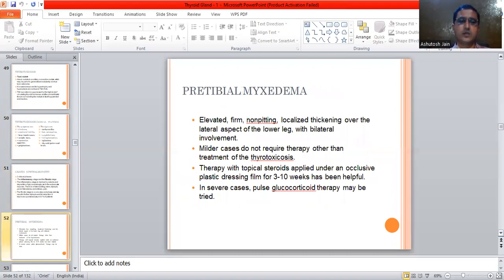Pre-tibial myxedema: elevated, non-pitting, localized thickening on the lateral aspect of the lower leg with bilateral involvement. Mild cases do not require therapy other than treatment of the thyrotoxicosis. Therapy with topical steroids applied under an occlusive plastic dressing film for 3 to 10 weeks has been helpful. In severe cases, pulse glucocorticoid therapy may be tried.